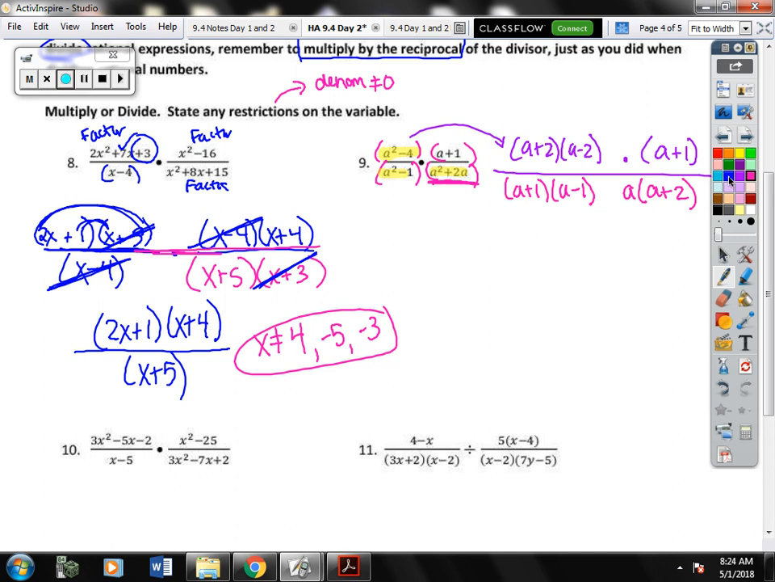And then we can divide out anything that's a common binomial. So our a plus 2 and plus 2. And our a plus 1 and plus 1. So in the numerator, I'm left with a minus 2. In the denominator, I'm left with a times the quantity a minus 1.